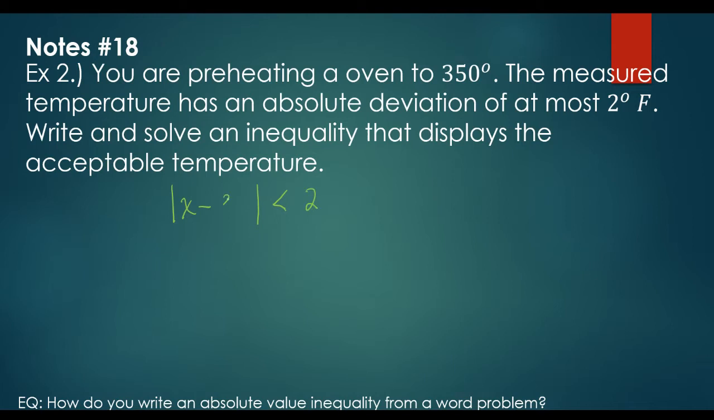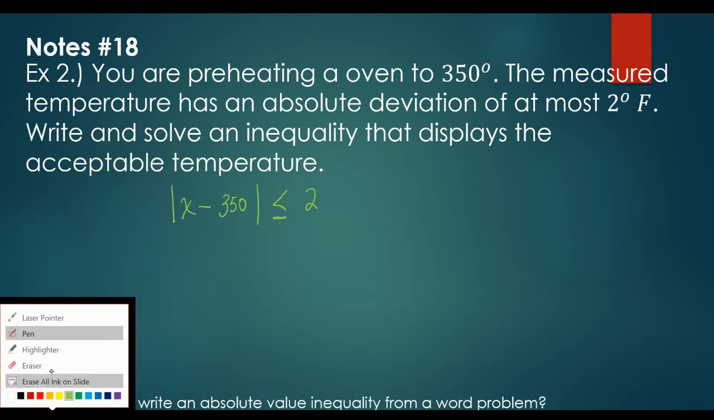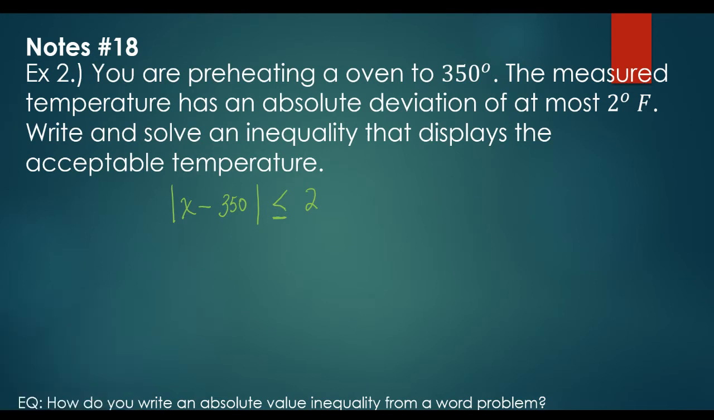And where did we start? The preferred temperature is 350. And we should really have the extra line down here, right? Okay, because it can be exactly 2 degrees. That's why we put the extra line down there. So we're going to go ahead and solve that. Going to write it once with the positive, and we're going to write it again. Flip the symbol, change to negative, and then solve.